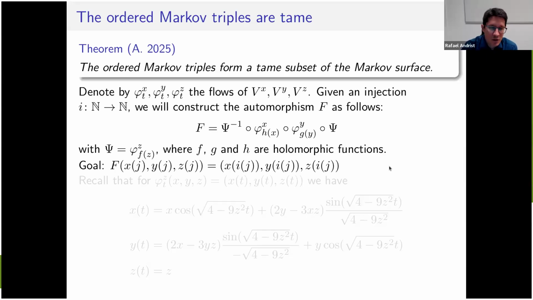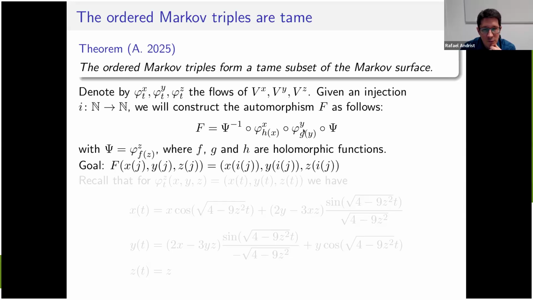And given any injection from the natural numbers to the natural numbers, that tells me basically how I map the triples to each other. I want to construct an automorphism. So the goal is I find some automorphism F, and I have here the jth Markov triple, so xj, yj, and zj are the x, y, and z coordinates of the jth triple, and I want to map it to the triple I of j, right? And I intend to construct F in the following way.